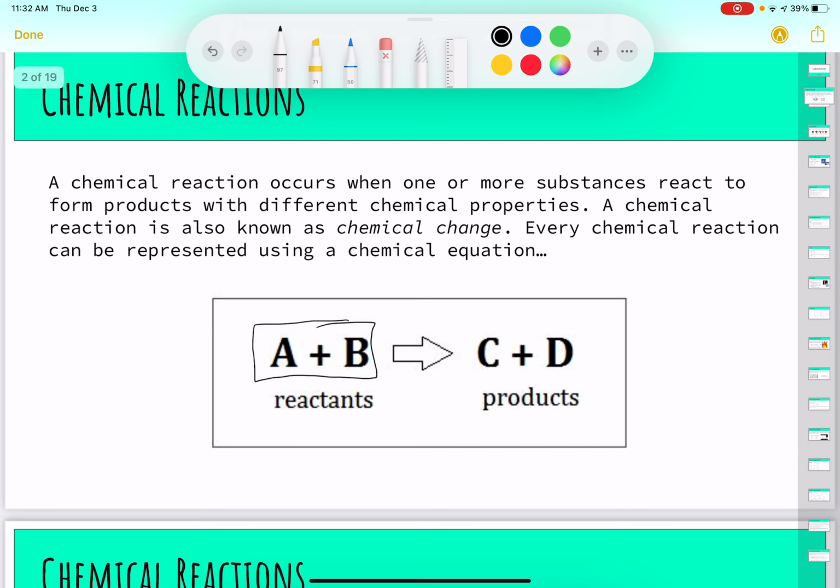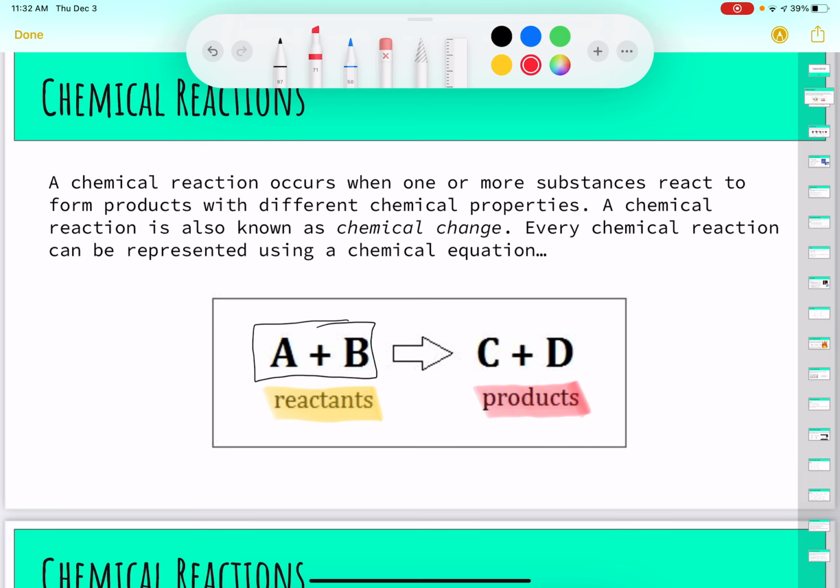Okay. And the left-hand side, all the things you put together, those are called reactants. So the reacting things. So you put baking soda with vinegar, those are the reactants. Once you put them together, they react. What they create is known as the products. So something that you have created.